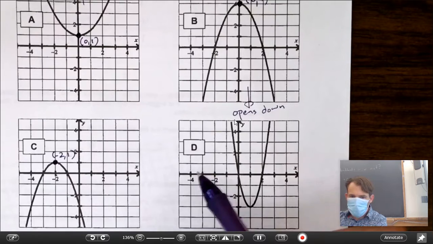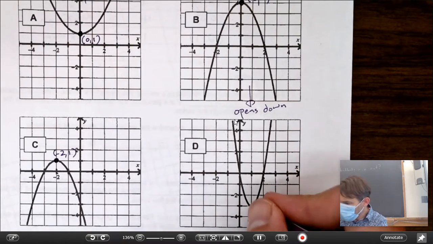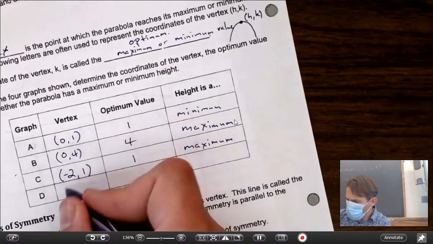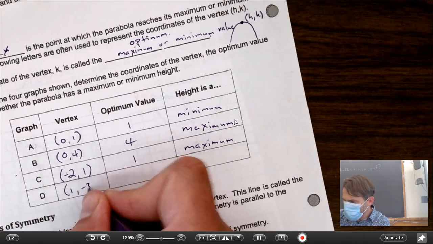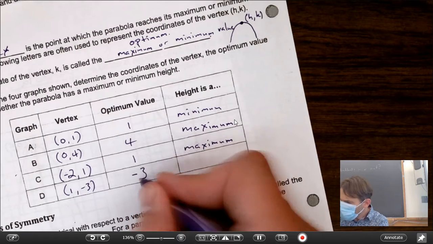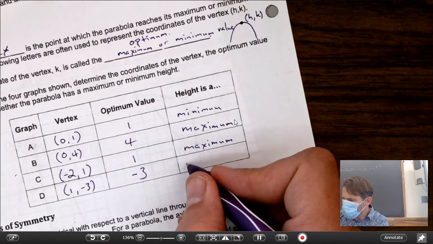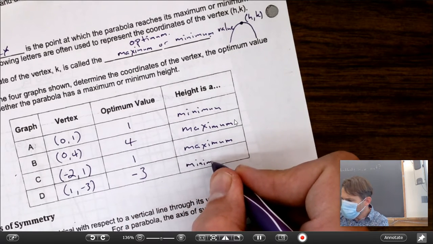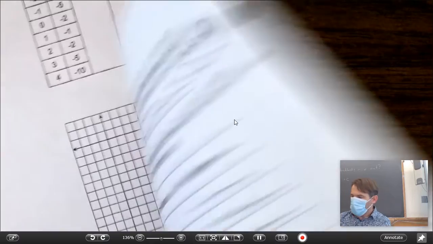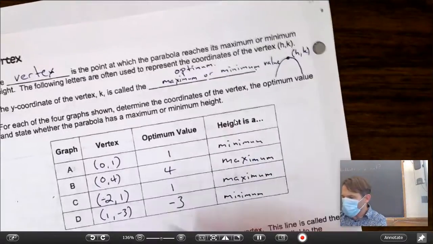Now let's take a look at D. Where is the vertex for D? 1, negative 3. 1, negative 3, also good. 1 dash 3 would be a little confusing. 1, negative 3, what's the optimum value? It's the y value, negative 3, and it was a minimum, because it opened upwards, right? Yeah, it opens upwards. Okay, yes. So there's our 4 parabolas and their vertexes.